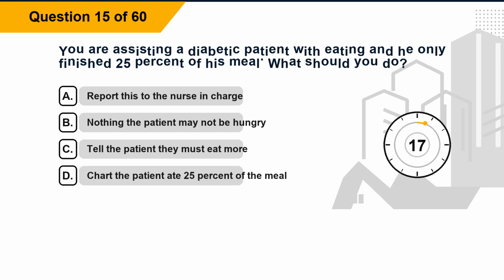Question 15. You are assisting a diabetic patient with eating and he only finished 25% of his meal. What should you do? Option A. Report this to the nurse in charge. Option B. Nothing, the patient may not be hungry. Option C. Tell the patient they must eat more. Option D. Chart the patient ate 25% of the meal.